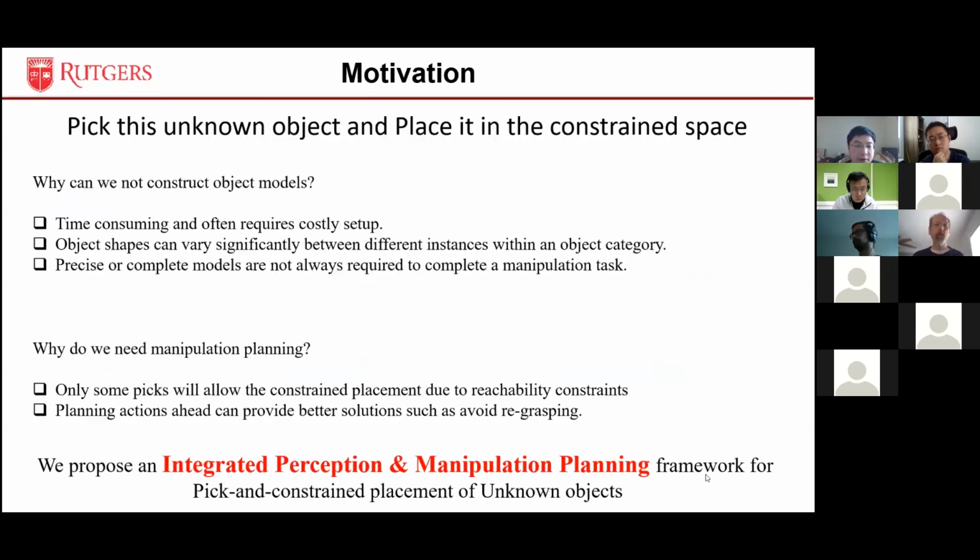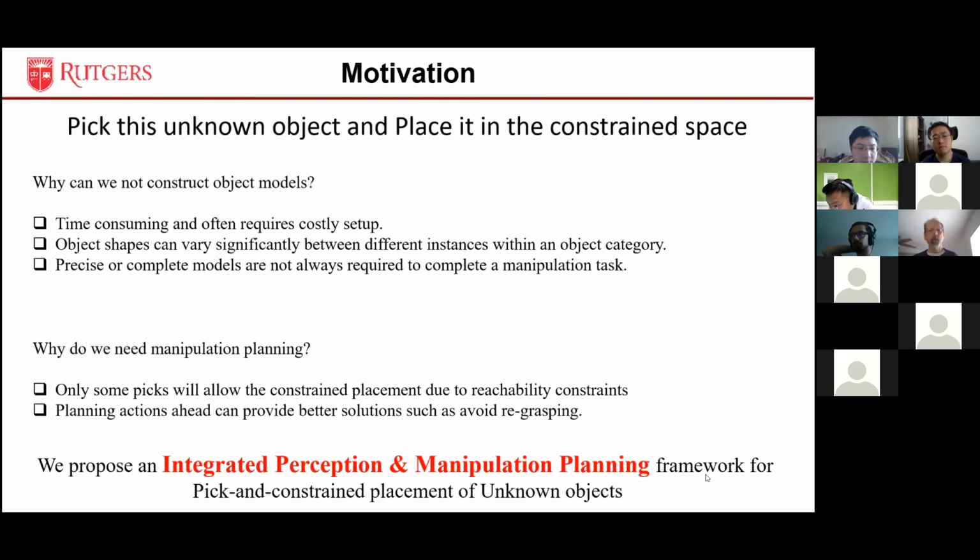The motivation is, first, why we choose not to reconstruct the object models. The reasons are that it's time consuming and often requires costly setup. Also, object shapes can vary significantly between different instances within an object category. So even when we reconstruct the model of this instance, next time when we manipulate another instance, the reconstructed shape may not be applicable. Also, precise or complete models are not always required to complete a manipulation task.